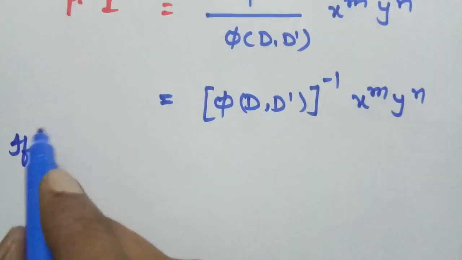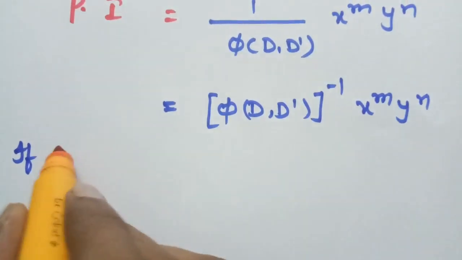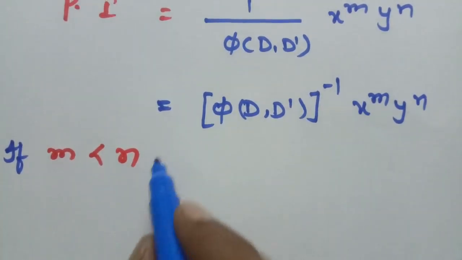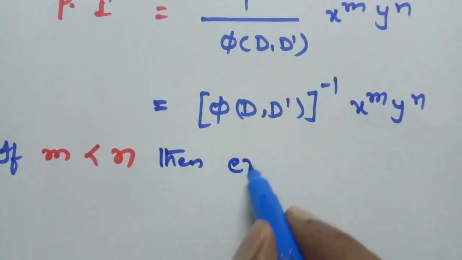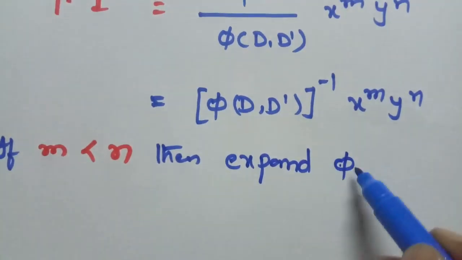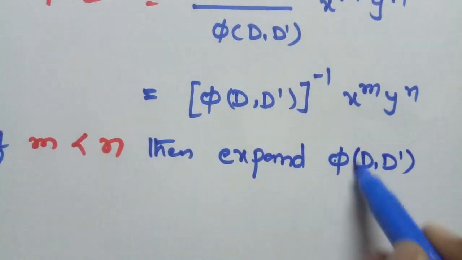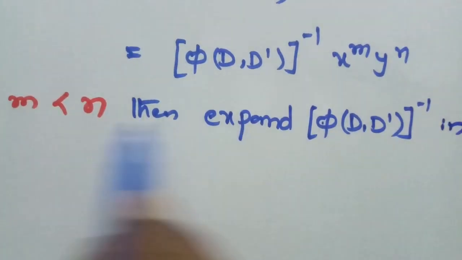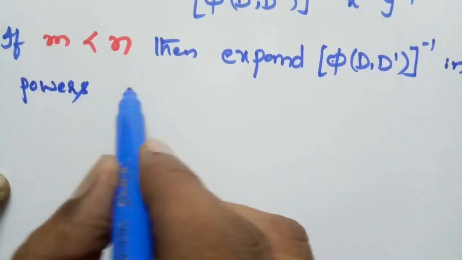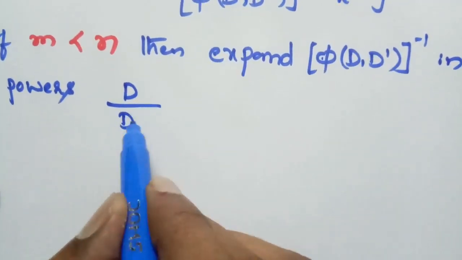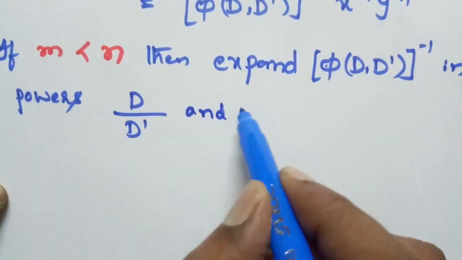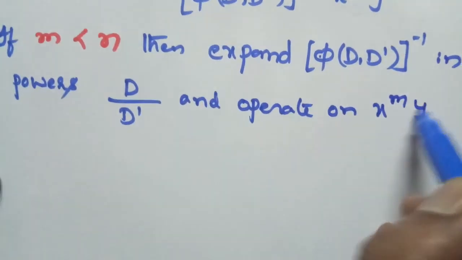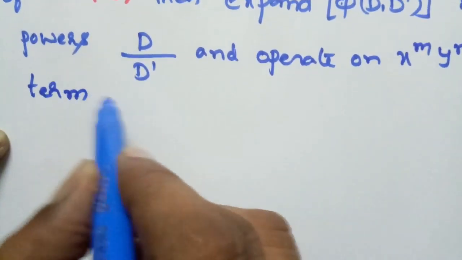If m is less than n, then expand phi of D, D dash whole inverse in powers of D by D dash and operate on x power m into y power n term by term.